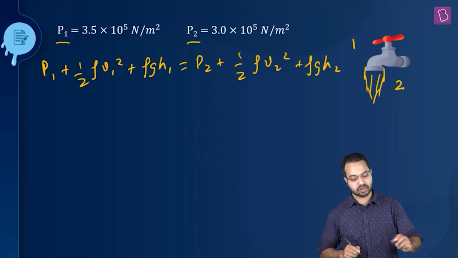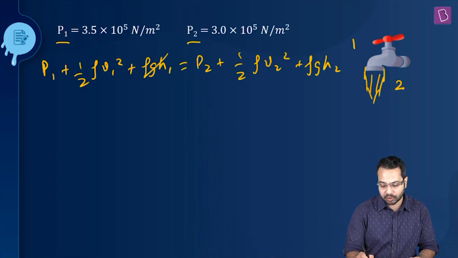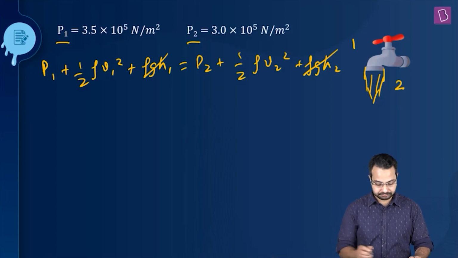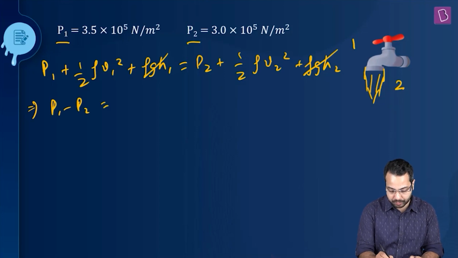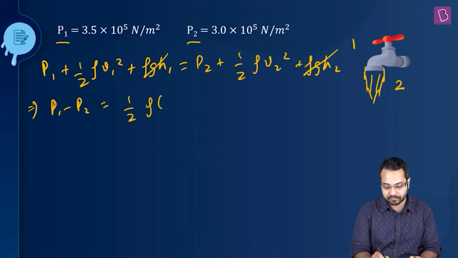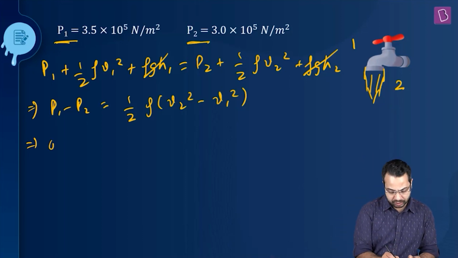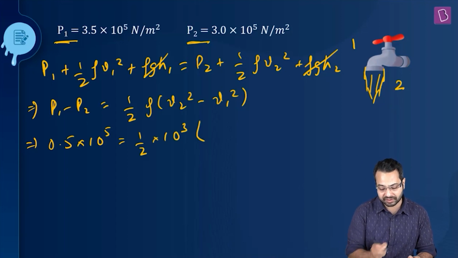Is that correct? Okay, now everything is happening at the same horizontal level, which means the heights are going to be same and we can cancel them from both sides. So now P1 − P2 is going to be equal to ½ρ(V2² − V1²). We have P1 here, we have P2 here. So P1 − P2 becomes 0.5 × 10^5. This is equal to half, the density of water is 10^3.